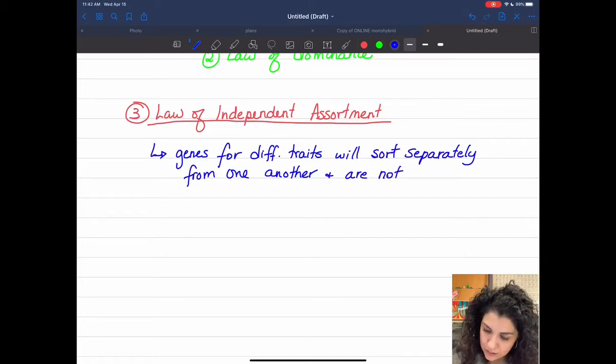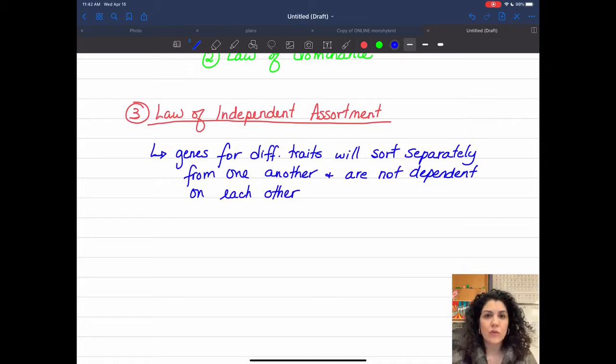And are not dependent on each other. So if you remember in meiosis, when our gametes are forming, in the very first meiosis, when our chromosomes are lining up in the equatorial plate, the way that they line up, mom, dad, mom, dad, mom, dad, that's all going to be separate. And so that's what they're talking about. The genes for different traits will sort themselves separately from one another. They don't have a relation with one another in the way that they sort.